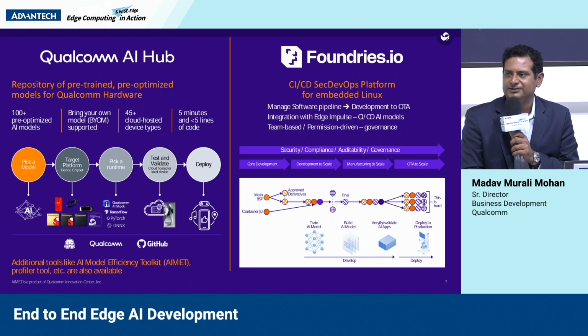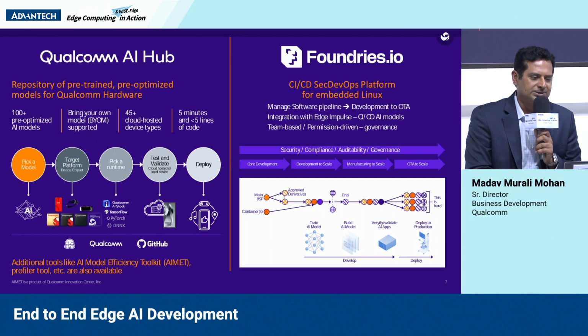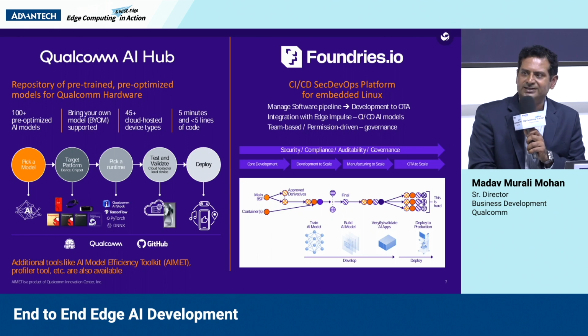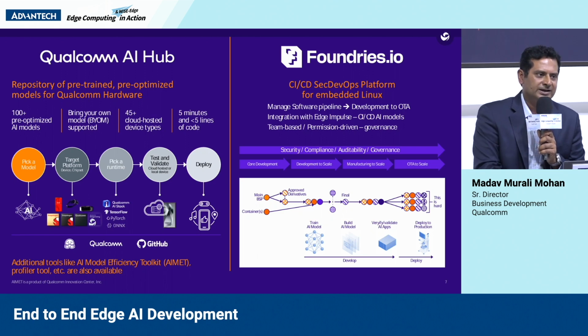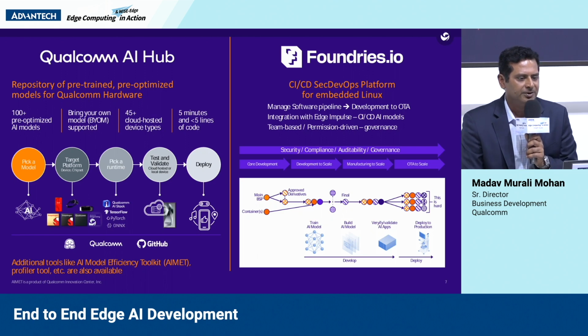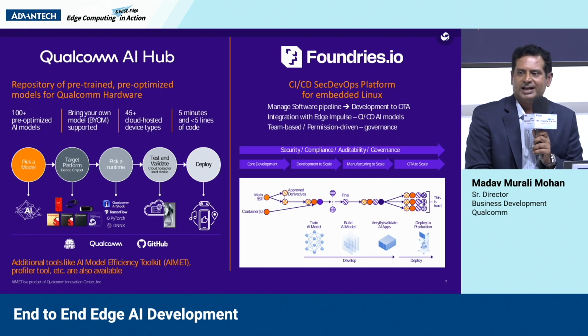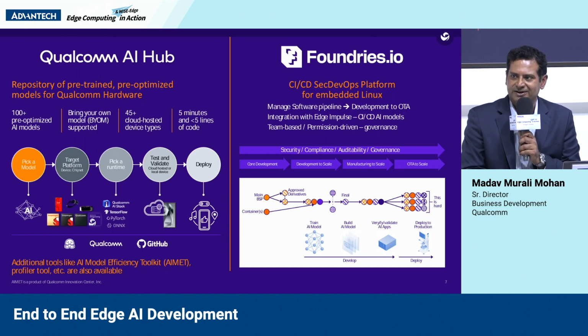Complementary to that is Foundries.io. As we build this Edge AI stuff, security is very, very important. And that is why Foundries, it's a secure DevOps platform, and specifically for embedded Linux environments.